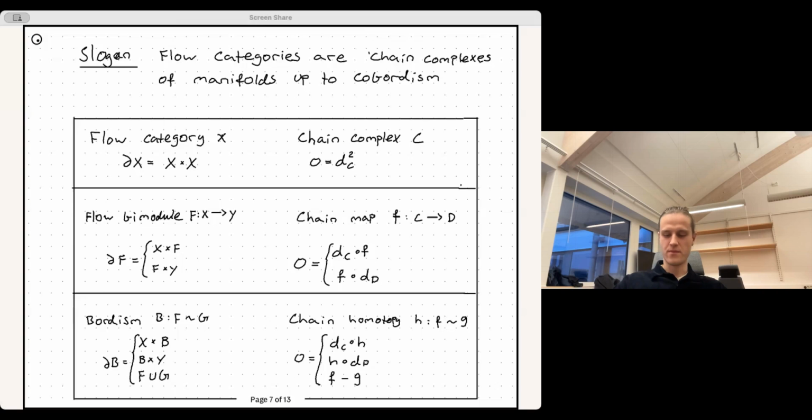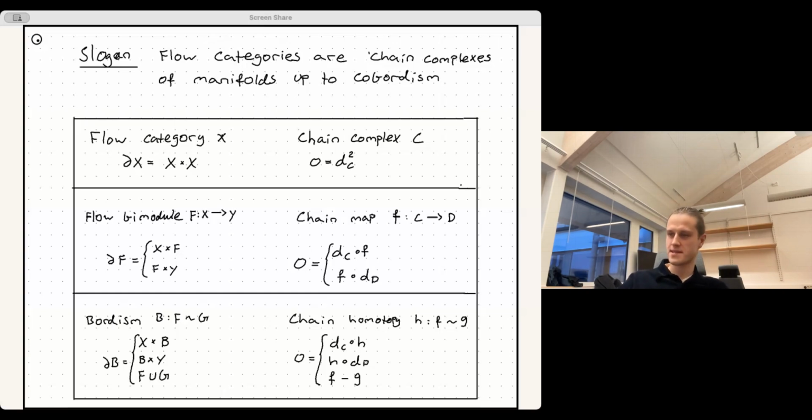And like all of this story so far was kind of inspired by the proof that Morse homology is well defined. And this fits into a bigger picture, which is maybe the first slogan of how to think about the flow category, which is to say that the flow category is like a chain complex in some category of manifolds up to cobordism. They really look a lot like chain complexes when you look at them. So what's this comparison?